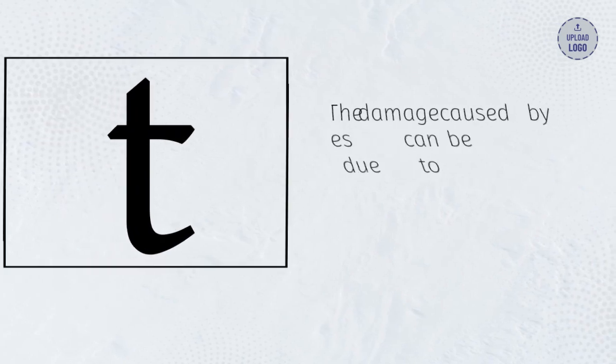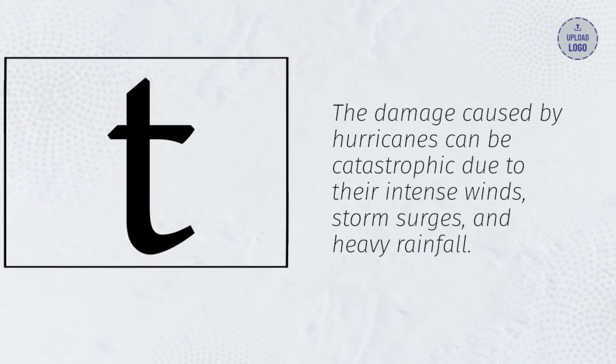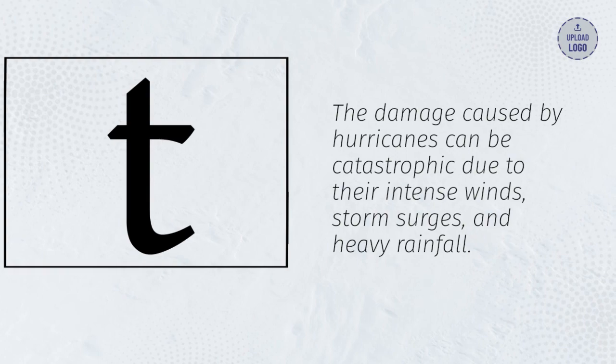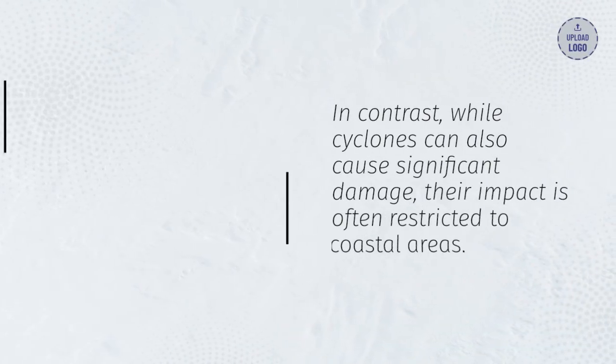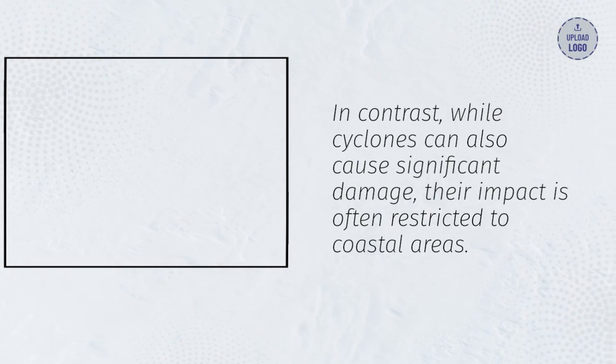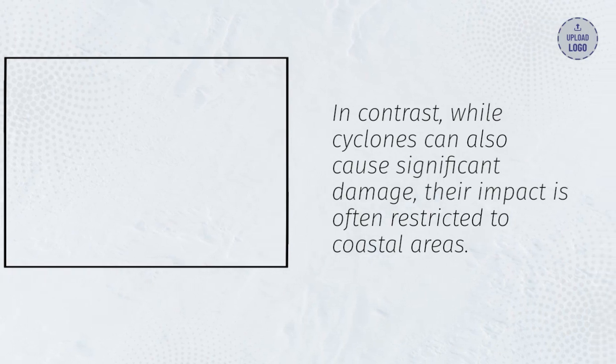The damage caused by hurricanes can be catastrophic due to their intense winds, storm surges, and heavy rainfall. In contrast, while cyclones can also cause significant damage, their impact is often restricted to coastal areas.